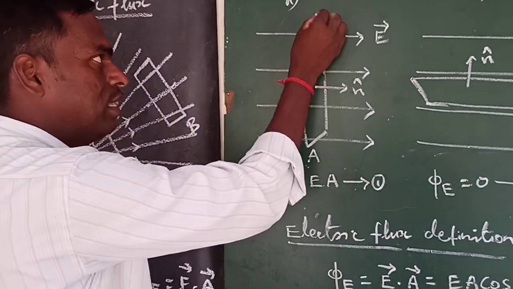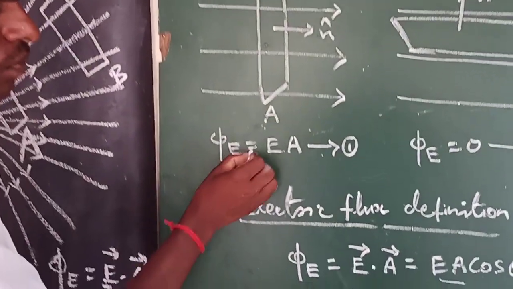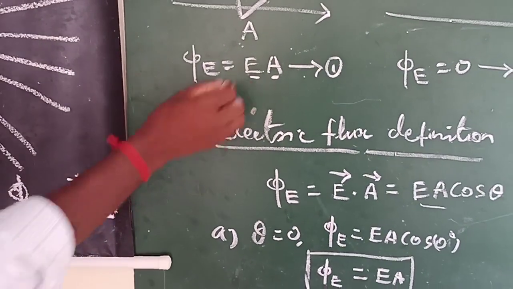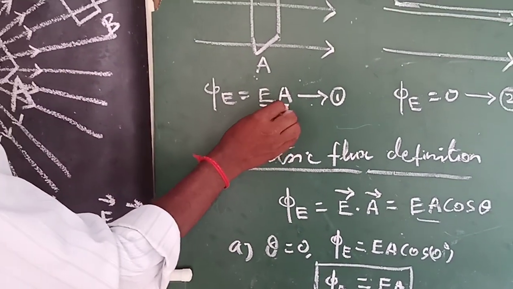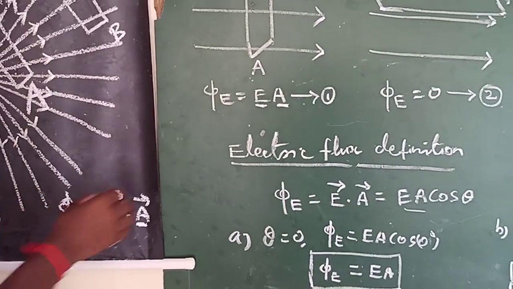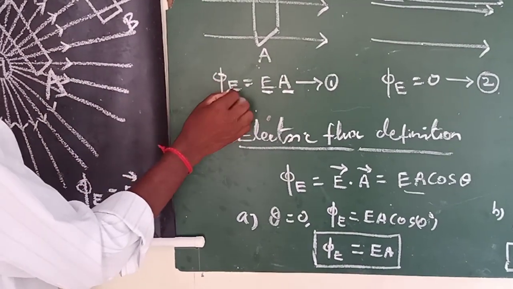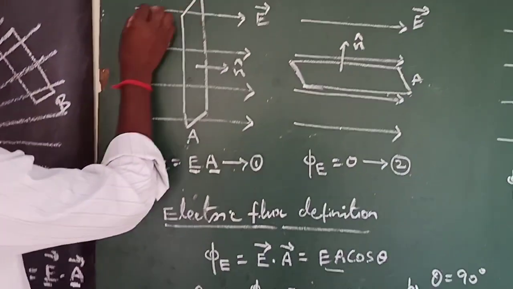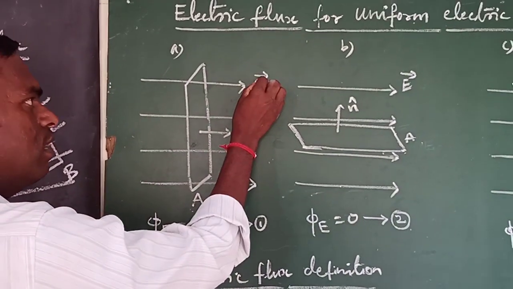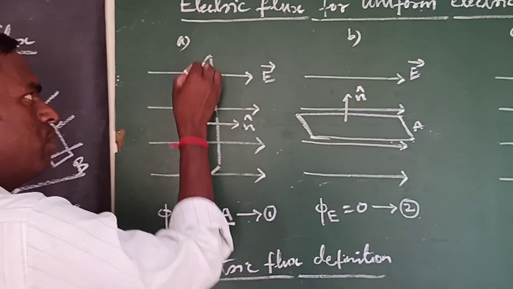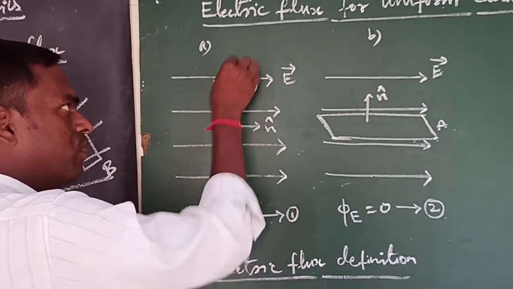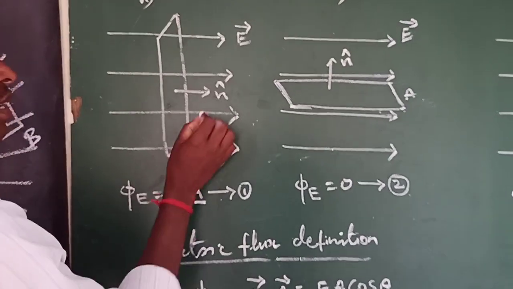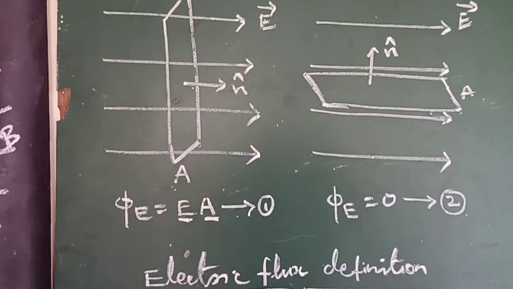So in this case, the electric flux phi of E is equal to E into A, the product of electric field and area. Okay. The electric flux phi of E is equal to E into A. So this is the direction of the electric field, and in the same way the direction of the area is n cap. n cap is the unit vector. It is perpendicular to the area.